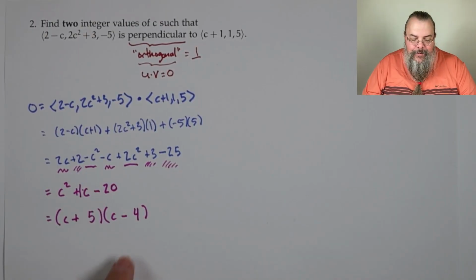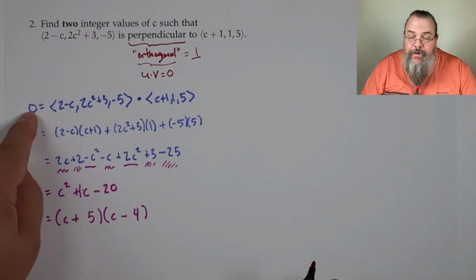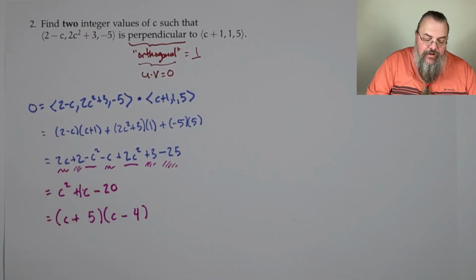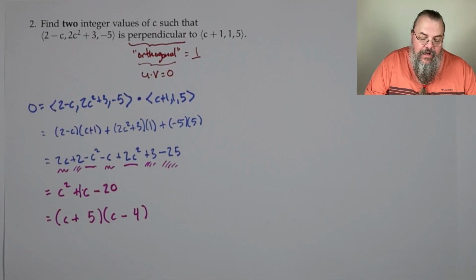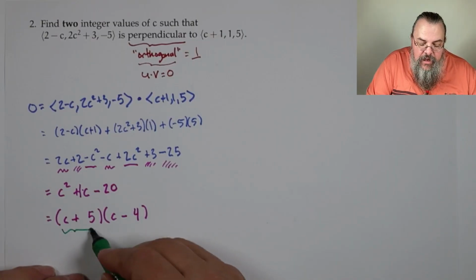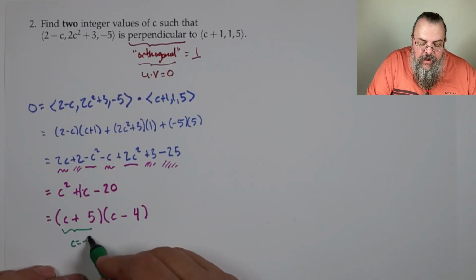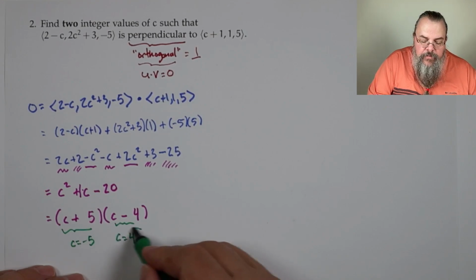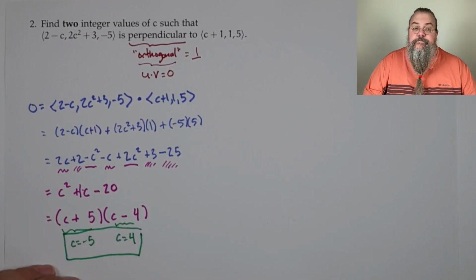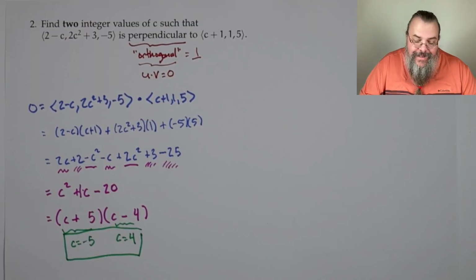All right, now follow the equalities. That all equals 0. So that tells us what? Well, it tells us that we have 2 answers, which is good because we were told there are 2. And the answers are going to be c equals negative 5 and c equals 4. And that's it. We're done.